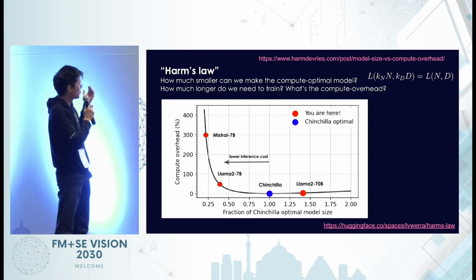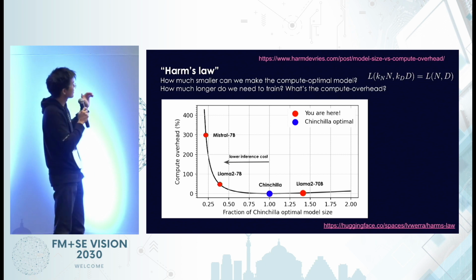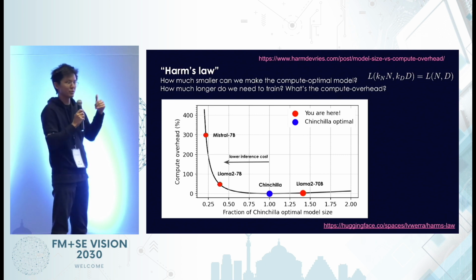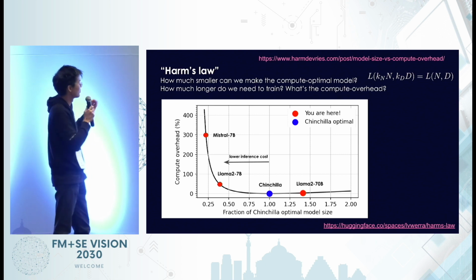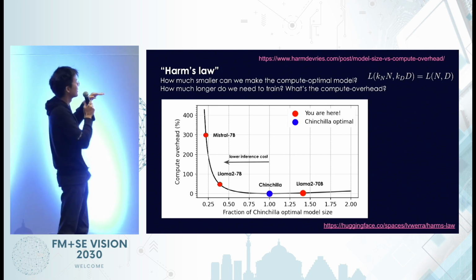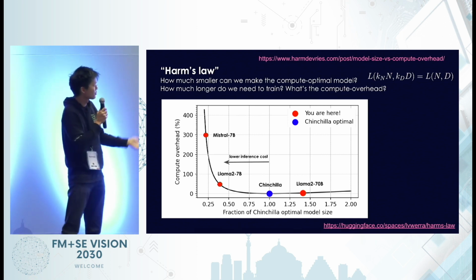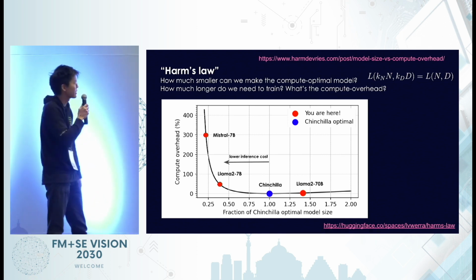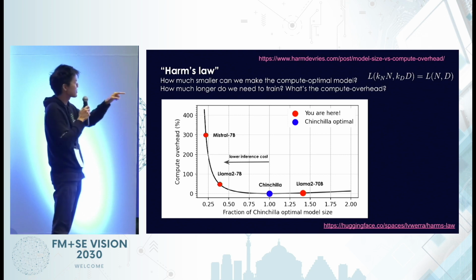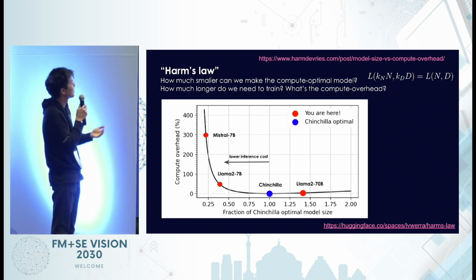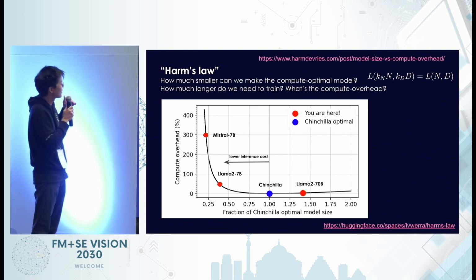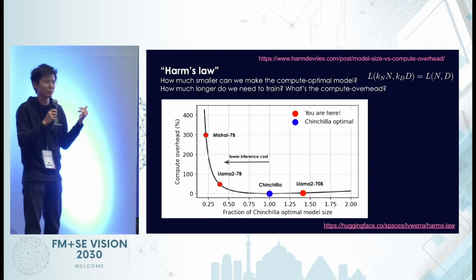And as you modify your model size on the x-axis, it tells you what is the compute overhead that you'd have to spend in order to reach the same performance as the Chinchilla optimal model. So the blue point, which is the Chinchilla optimal model, is the lowest point on the curve. And as you reduce or increase your model size, you get some compute overhead, right? And the interesting thing is that this curve is relatively flat around the blue point, which means that you can really reduce a lot your model size and only get a reasonable increase in compute overhead to get the same performance as the Chinchilla optimal model.